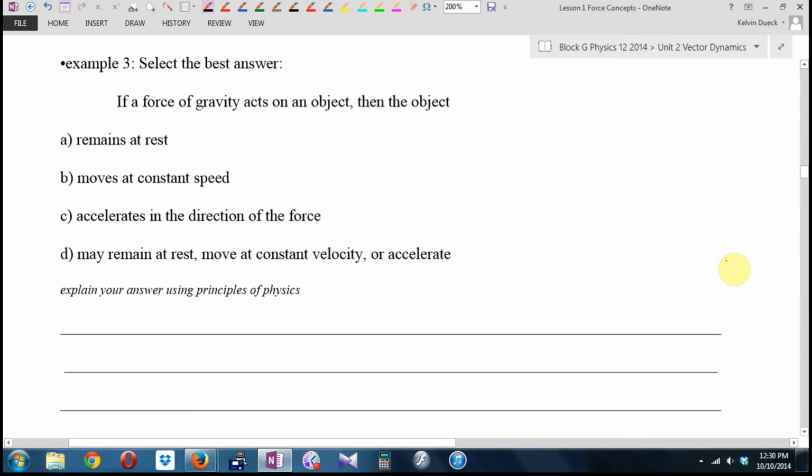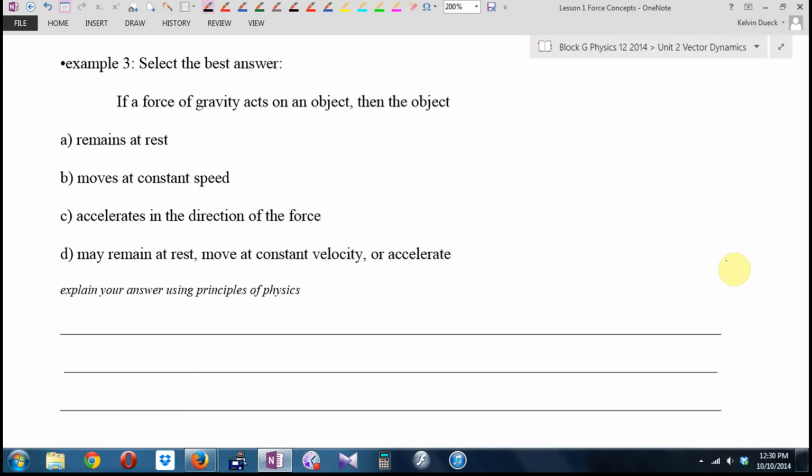Next page. Once again, we're going to vote. Once again, how high you hold your hand up is how sure you are of the answer. It says this: if a force of gravity acts on an object, then the object A remains at rest, B moves at a constant speed, C accelerates in the direction of the force, or D, all of the above.